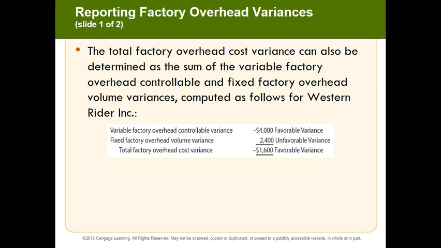Rounding into the end line here, when it comes to standards and variances, we talk about the reporting of the factory overhead variances. The total factory overhead cost variance is the sum of the variable factory overhead controllable and the fixed factory overhead volume. So in this case, it's a total of $1,600 favorable variance. The favorable $4,000 controllable variance washed out all of the unfavorable fixed factory overhead variance, still netting us in a great position.